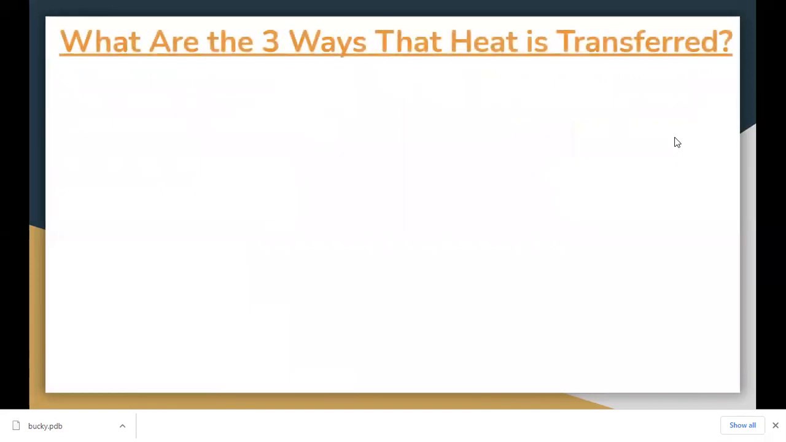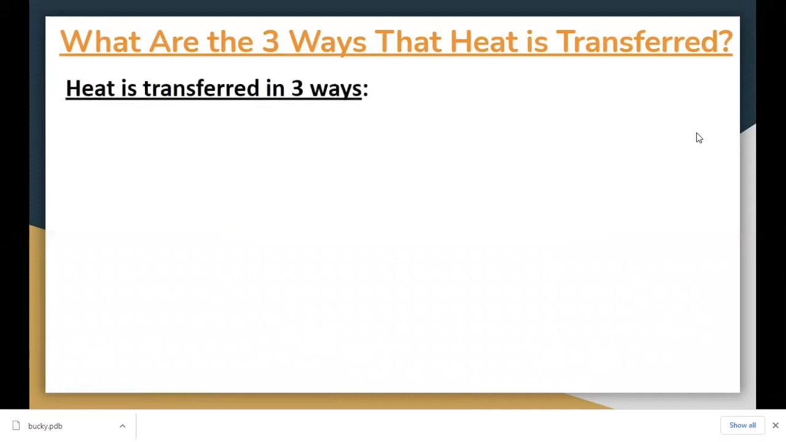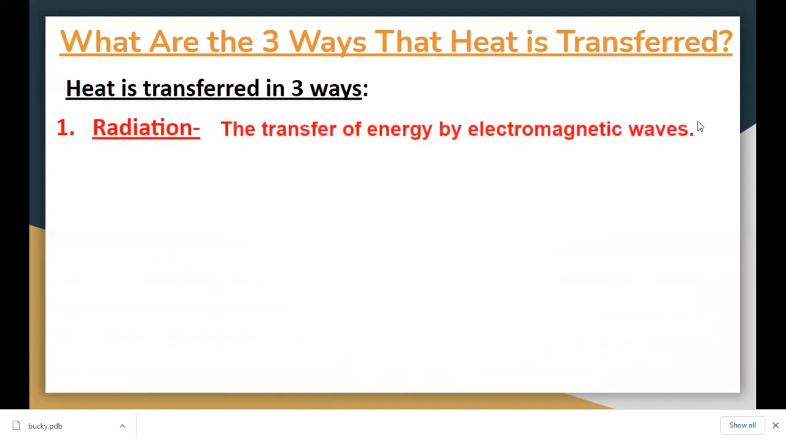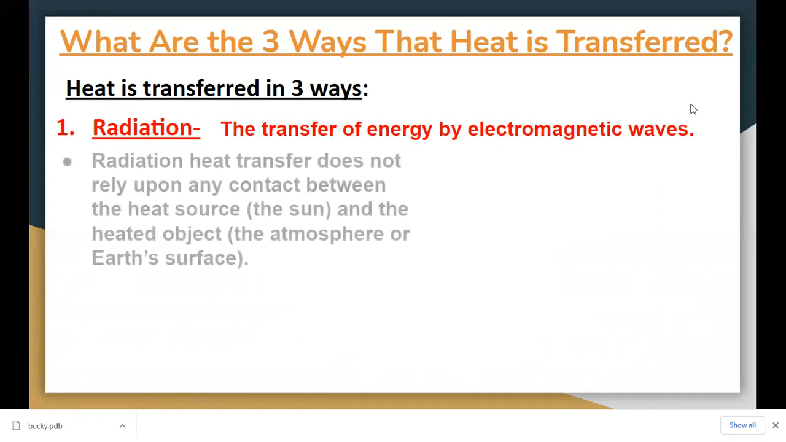What are the two ways? I mean, the three ways that heat is transferred. There's three ways you have to know. Number one, heat is transferred by radiation. Radiation is the transfer of energy by electromagnetic waves. They come directly from the sun.